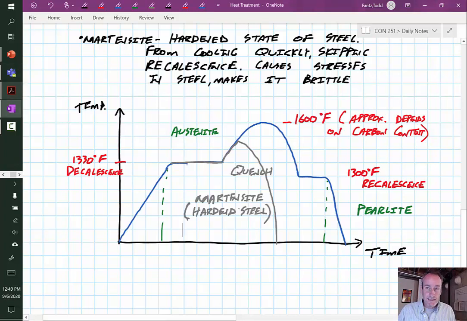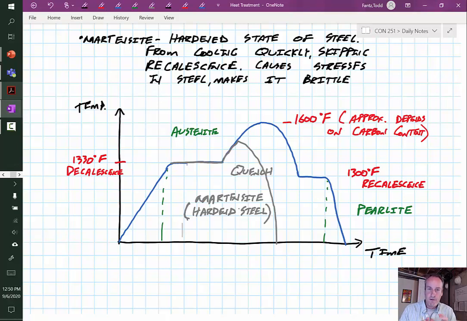Now, it's great that it's harder because that means it's more resistant to wear, right? Unfortunately, there are some other characteristics that happen when we go through this process. What really happens is we are increasing the stresses within the metal, because all of our molecules are trying to move back around, and we have these extra stresses. And it makes the steel very brittle.